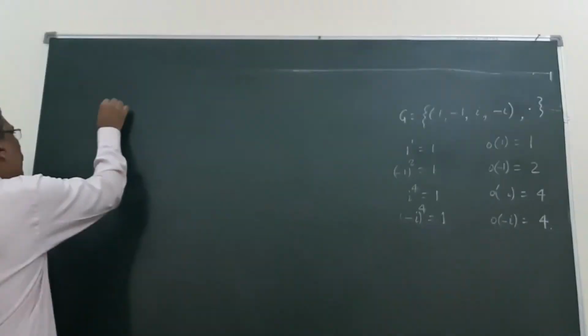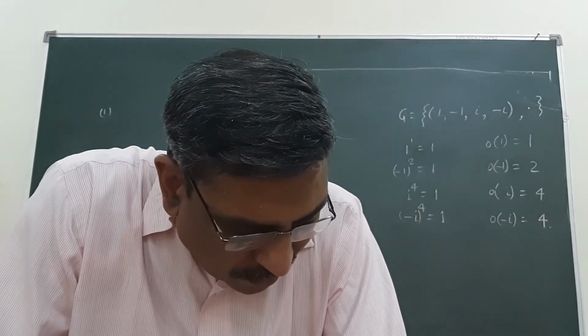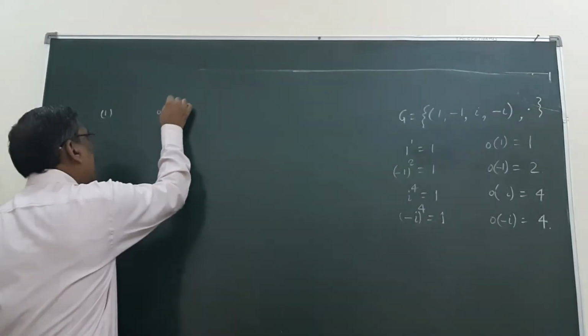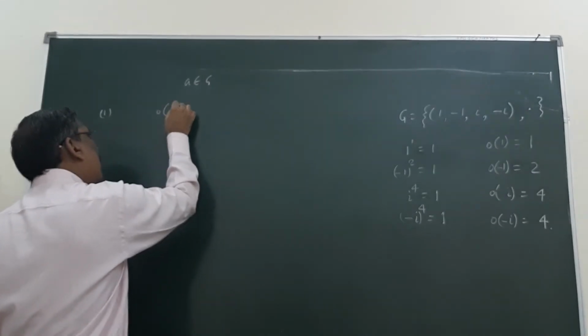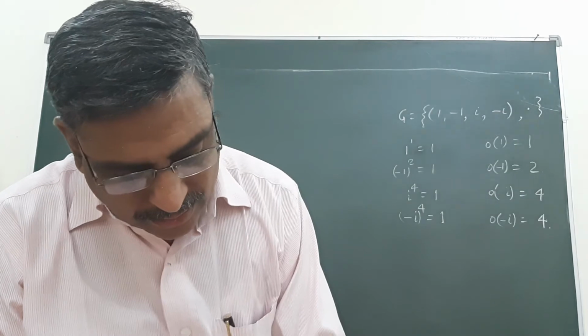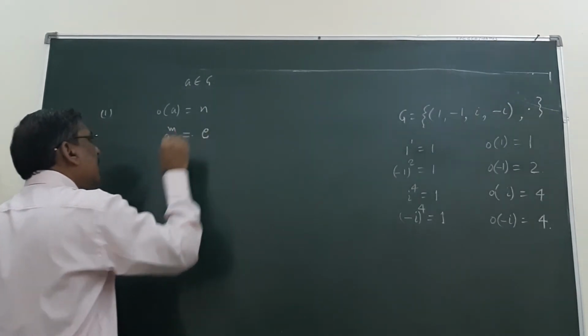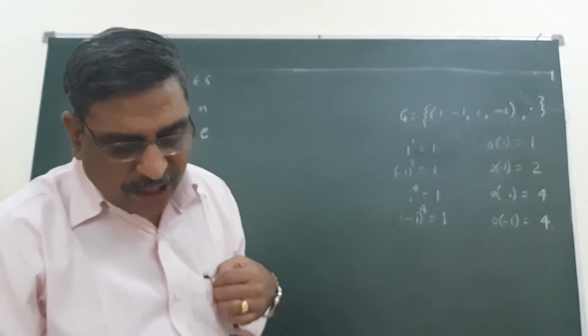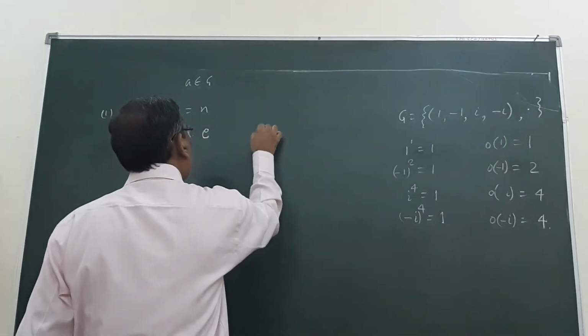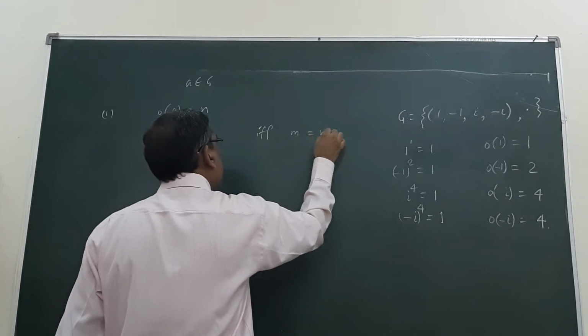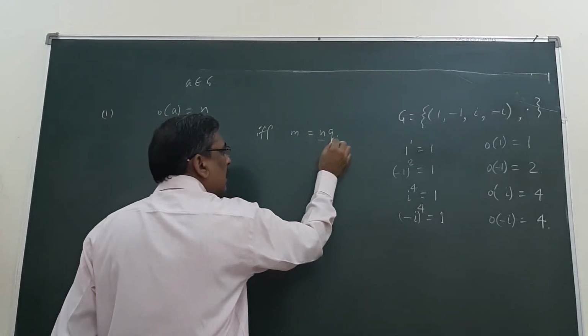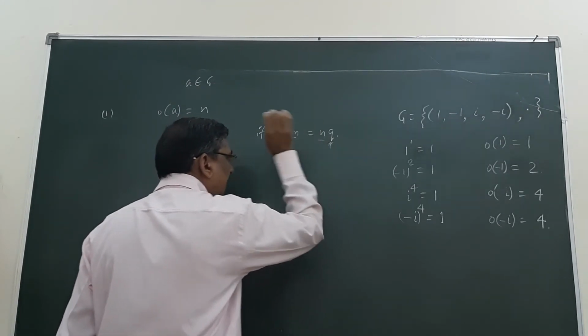These are the theorems. Theorem 1: if the order of an element A belonging to a group G is n, then any integer power, A raised to the power m, is equal to identity if and only if m is a multiple of n. And m should be the multiple of n.